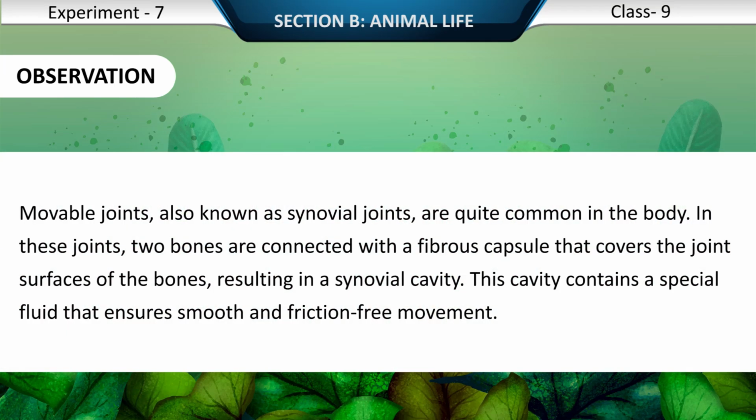Observation. Movable joints, also known as synovial joints, are quite common in the body. In these joints, two bones are connected with a fibrous capsule that covers the joint surfaces of the bones, resulting in a synovial cavity. This cavity contains a special fluid that ensures smooth and friction-free movement.